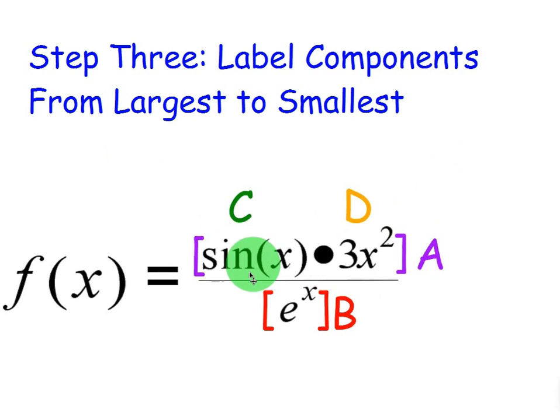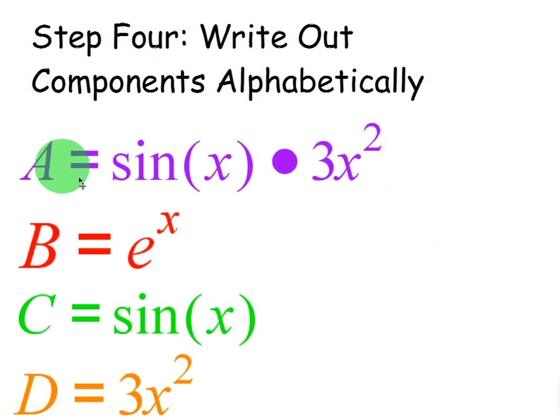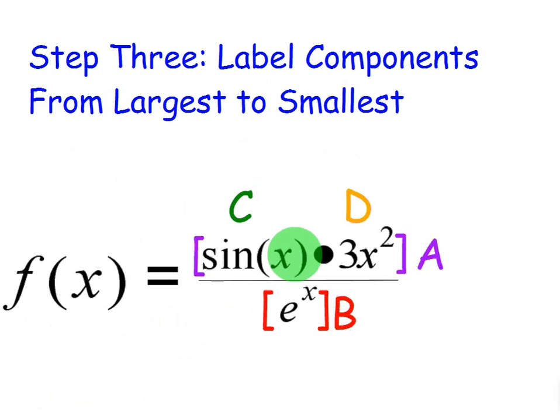But basically, in order to figure out the derivative of a, you see that you need to know the product rule of c and d. So the derivative of this would be c prime d plus c d prime, using the product rule. So what I normally do is, after I've labeled all of my components, I just write them out alphabetically. I said a was the top of my fraction, sine x times 3x squared, b is e to the x, c is sine of x, d is 3x squared. Again, this is what it looks like when I label it as such.